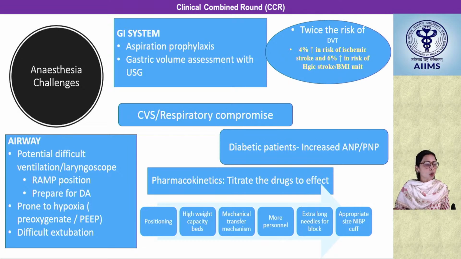Then pharmacokinetics: the metabolism of all the drugs is affected, and we have to go for titrated doses. Then we have to be prepared with equipment specific for the bariatric patient. We have to be ready for the position, the high weight capacity beds, mechanical transfer systems, more extra personnel, extra long needles, and appropriate BP cuffs.